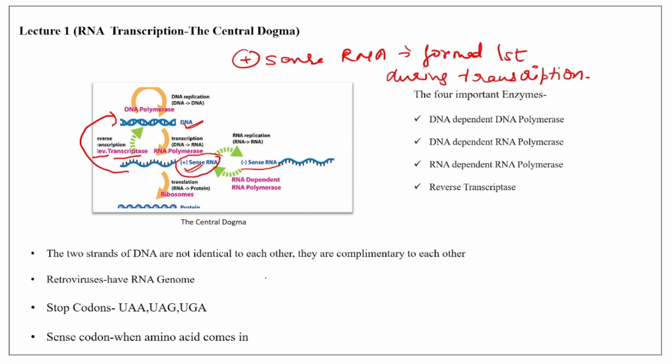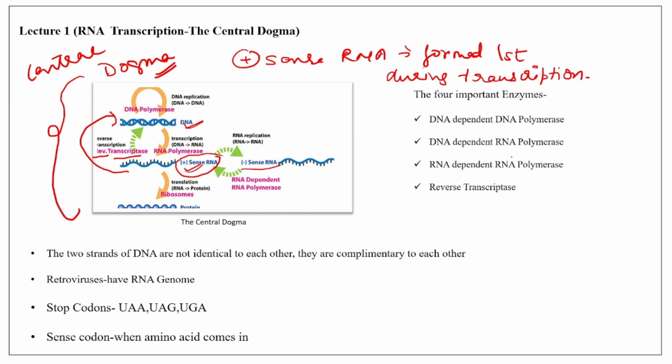DNA to DNA is replication with the help of enzyme DNA polymerase. DNA to RNA is with the help of RNA polymerase. RNA to DNA is with the help of enzyme reverse transcriptase. So this whole cycle, or this whole process, is known as the central dogma. Now, in this central dogma, there are 4 important enzymes. The first one is DNA dependent DNA polymerase, which is required for the replication of DNA.